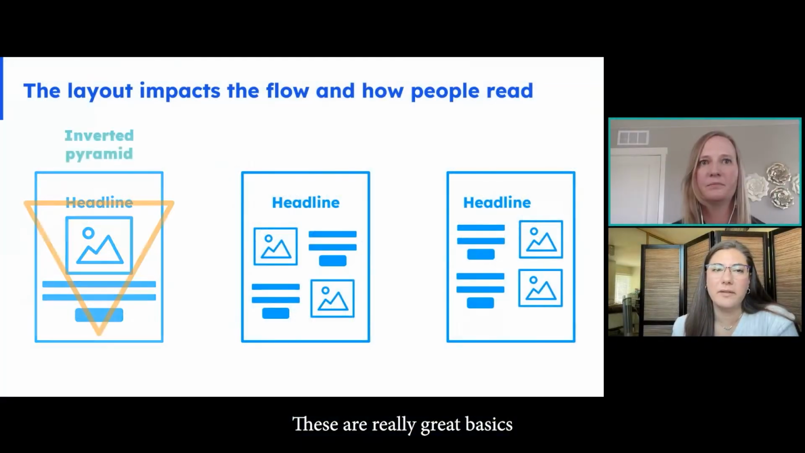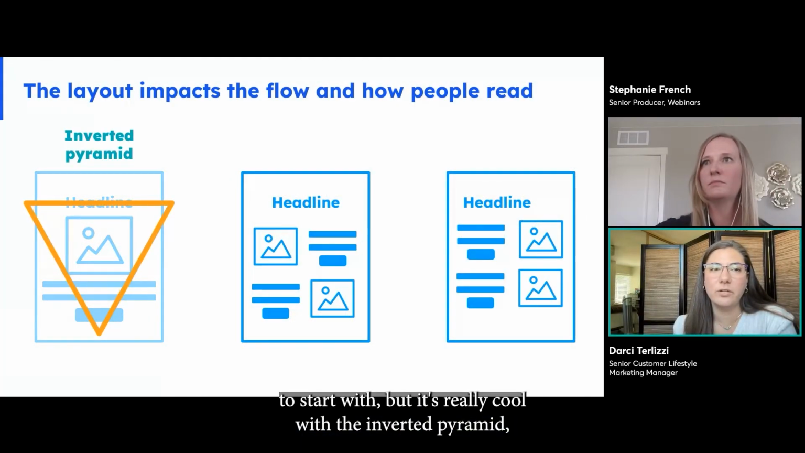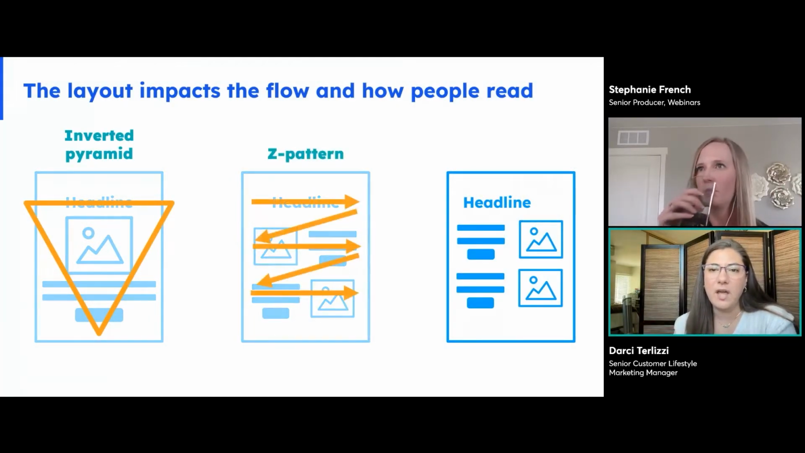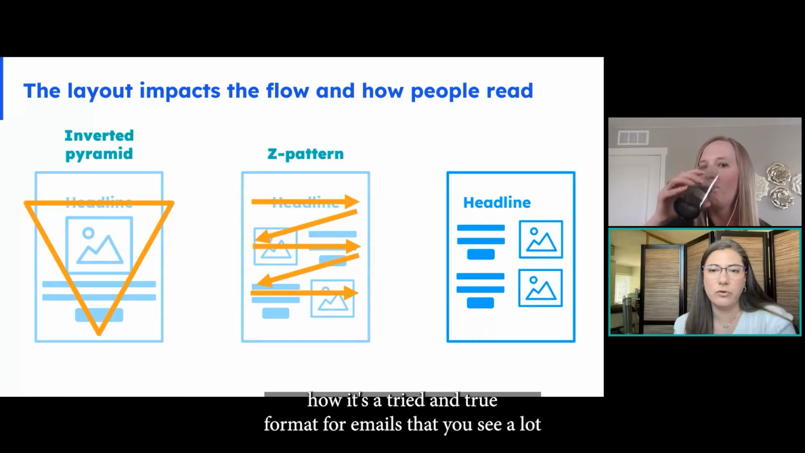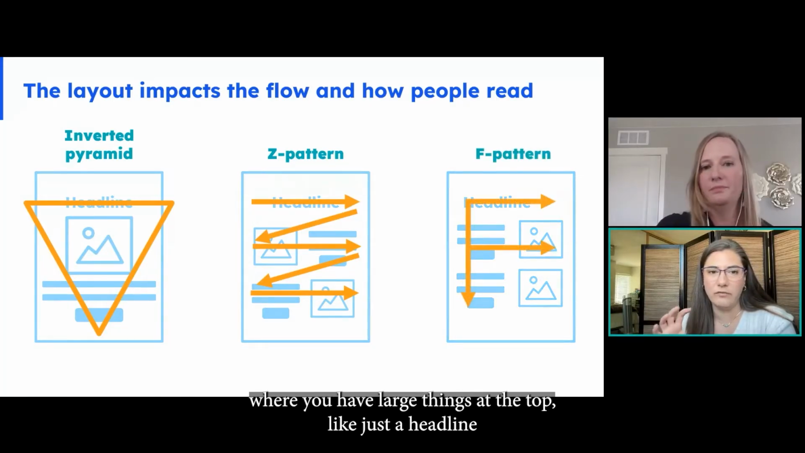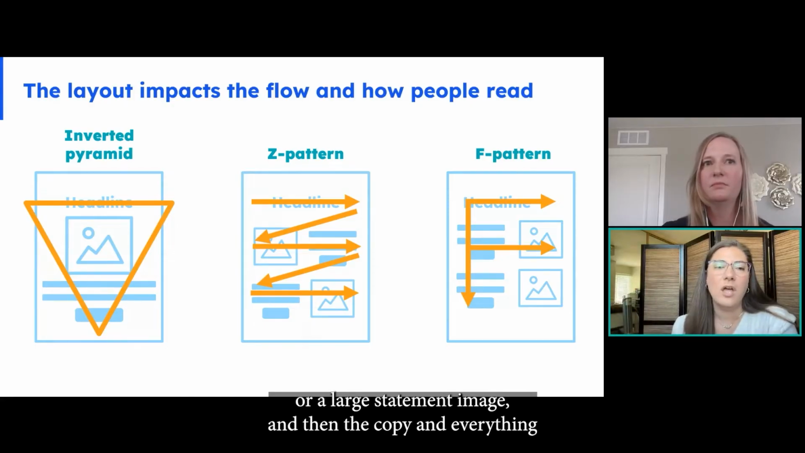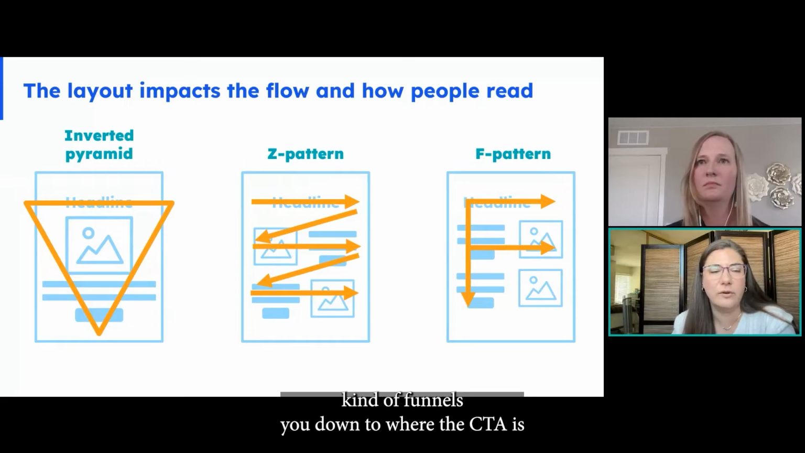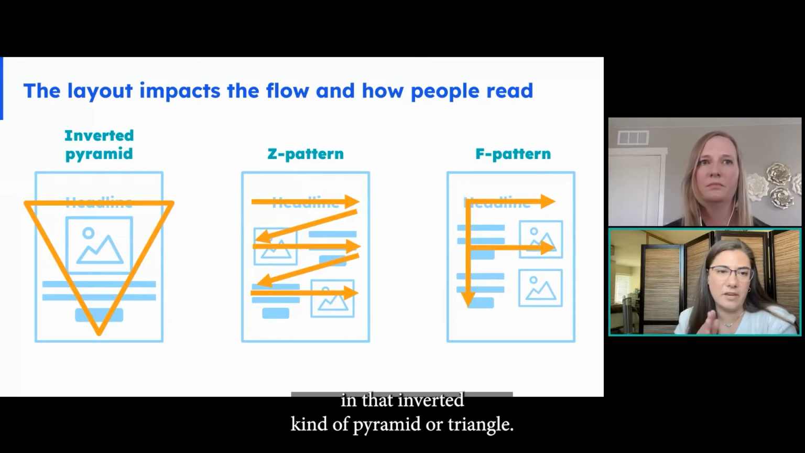These are really great basics to start with, but it's really cool with the inverted pyramid how it's a tried and true format for emails that you see a lot, where you've got large things at the top, like just a headline or a large statement image, and then the copy and everything kind of funnels you down to where the CTA is, in that inverted kind of pyramid or triangle.